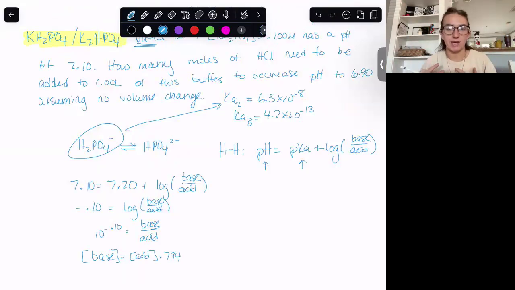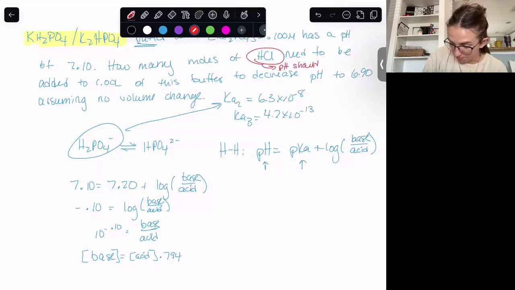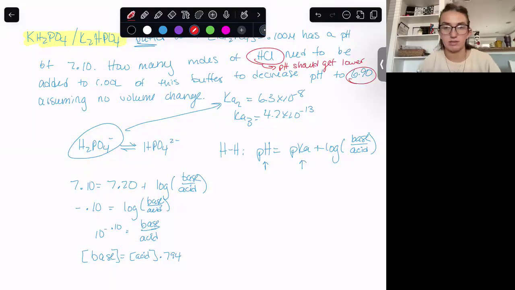That's your initial state before you add any acid. You are now adding HCl to your solution. HCl is a strong acid, which means that your pH should get lower. You are making it more acidic, and we get down to 6.9 pH. So we need to ask: if I'm adding acid, is it going to react with the base or the acid of my buffer solution? You are adding acid, so it's going to react with your base.